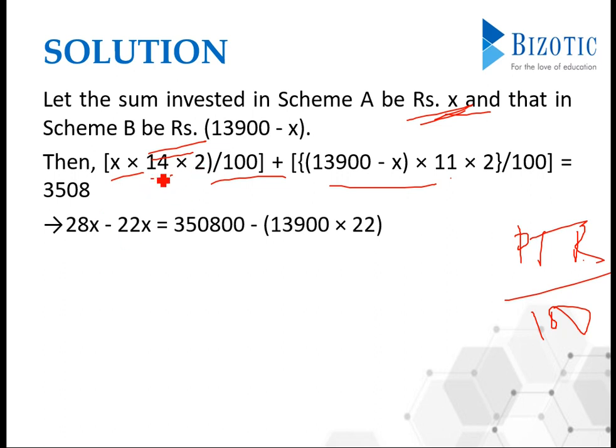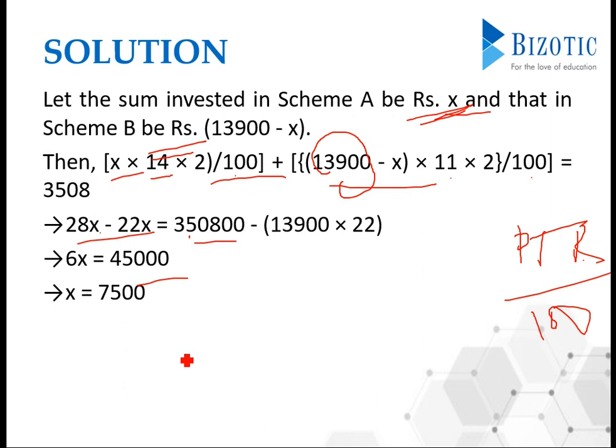And then 14 into 2 28x minus 11 into 2 22x is equal to, so we are directly substituting here, so 100 and 100, so that is multiplied to 3508, which will give you 3,50,800 minus 13,900 into 22, which will be coming from this. So 22 into 13,900 into 22 minus 22x, that's what we have got. So reduce the steps as much as possible so that you can solve it earlier. So here 6x is equal to 45,000. So just normal simplification. X is equal to 7,500.